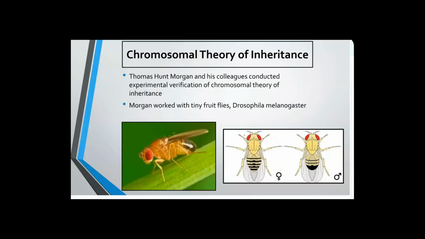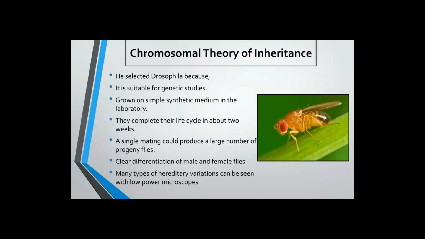Now, continuing with the chromosomal theory of inheritance, Thomas Hunt Morgan and his colleagues conducted an experiment to verify it. This experiment was done with tiny fruit flies, Drosophila melanogaster. Why? Because it is suitable for genetic studies. It grows on a simple synthetic medium in the laboratory, and it completes its life cycle in about 2 weeks. It is very important.